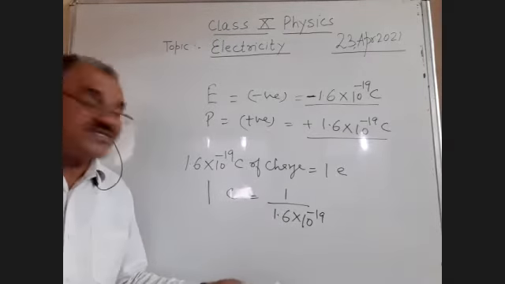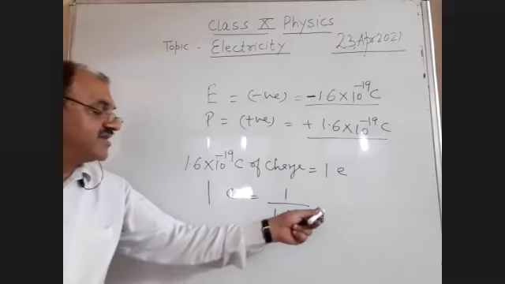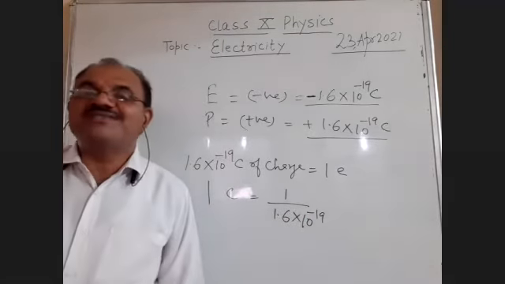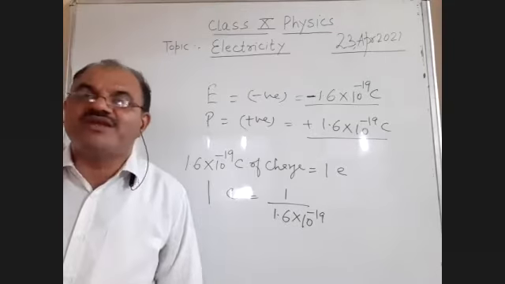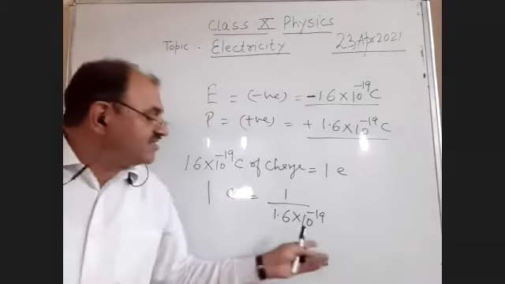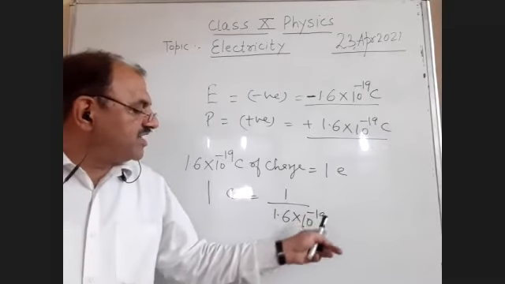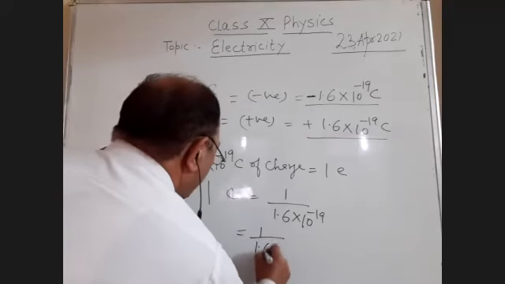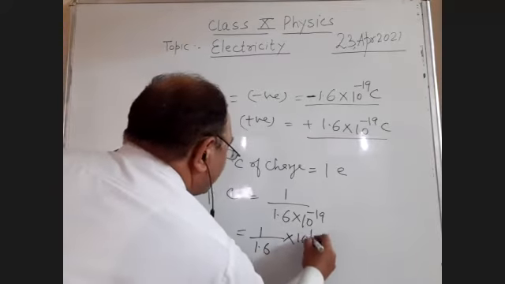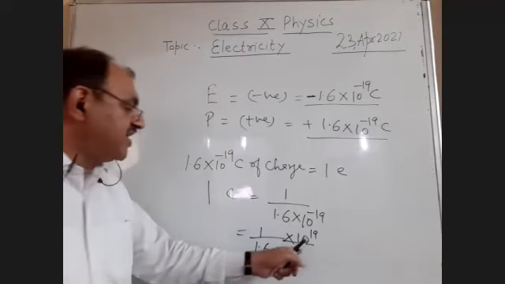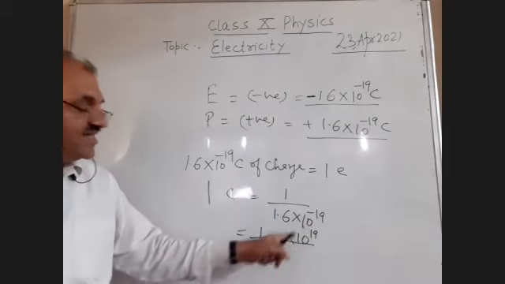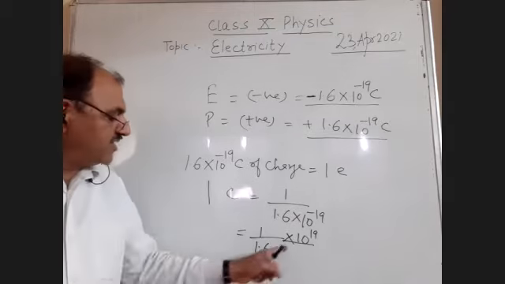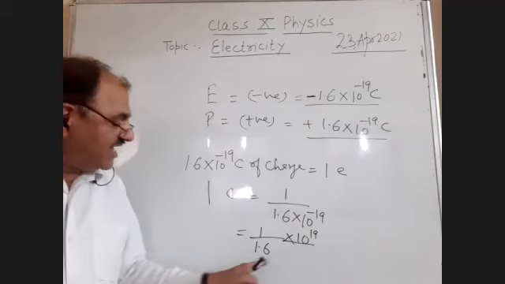You might have just studied this in your math. This is the numerator, this is the denominator. Once the power is negative in the denominator, when we solve further, the power will become positive. Next step is 1 divided by 1.6 and 10 raised to the power 19. Here it is minus 19, but when it goes to the numerator, it will become plus. Now, students, 1 into 10 raised to the power 19 divided by 1.6.